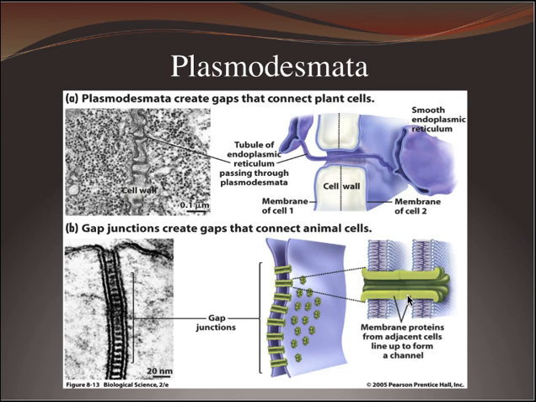And finally, plasmodesmata. These create gaps that connect plant cell walls, in addition to the gap junctions, which function in the same way as plasmodesmata do, with the exception that these are found only in animal cells. They allow for channels to be formed between two neighboring cells, and again allow materials to pass and communication to occur between two neighboring cells.